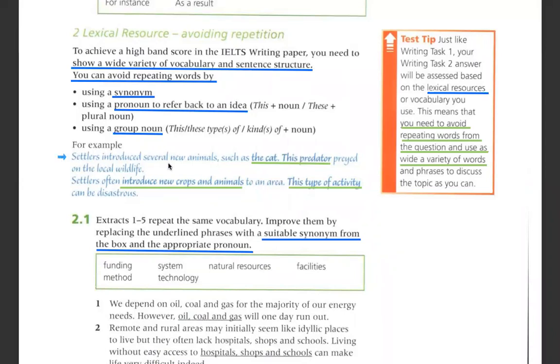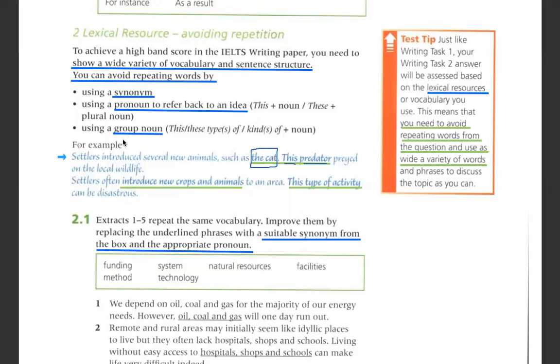So the settlers introduced several new animals, such as the cat. So here we have the noun. This is the idea that we're talking about, the cat. Now in the second sentence, instead of saying the cat preyed on local wildlife, we can use a pronoun, this, and then we can use a synonym of the word cat, in this case, predator, something that preys on other things. All right, so this is a way that we can not repeat the word the cat again to avoid repetition.